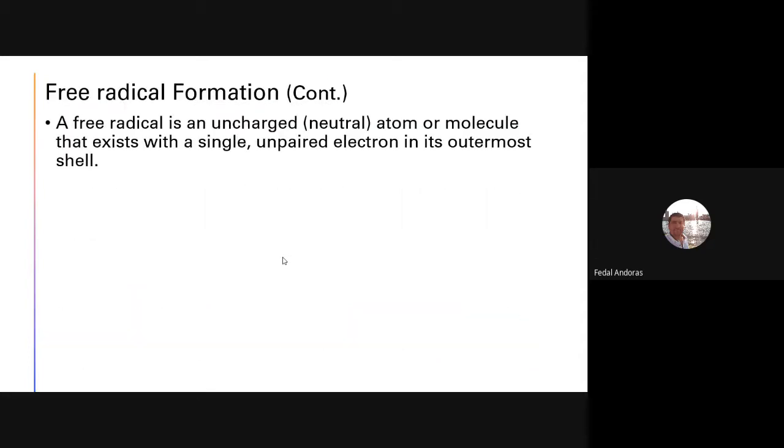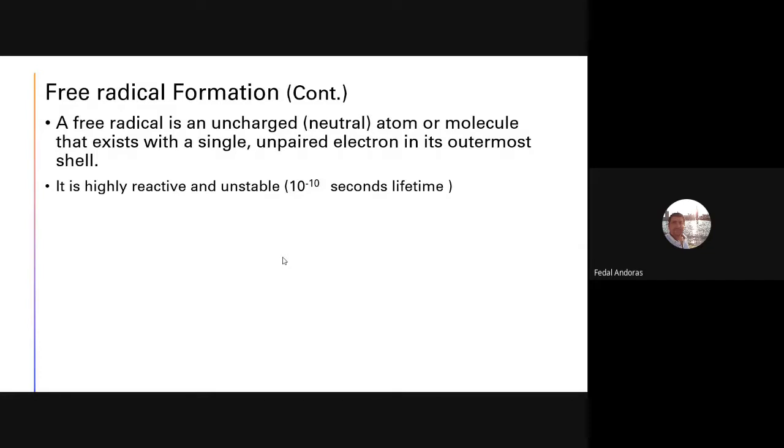A free radical is an uncharged neutral atom. Here we have the minus and plus, I just mentioned that. It might be wrong. It's better to not mark that as minus. Some of these will be hydrogen plus and hydroxyl minus. Some of these will be hydrogen plus and hydroxyl without any charge. So a free radical is an uncharged neutral atom or molecule that exists with a single unpaired electron in the outermost shell. It's highly reactive and unstable.